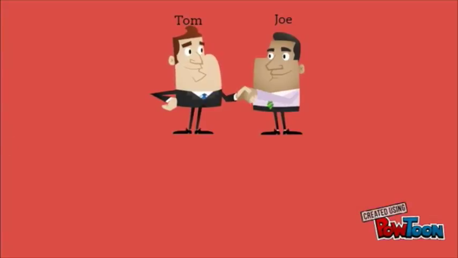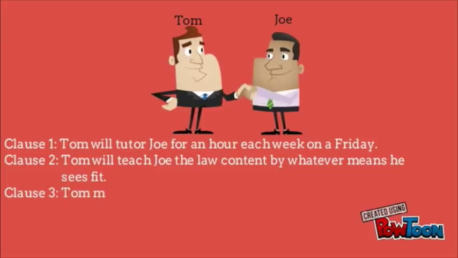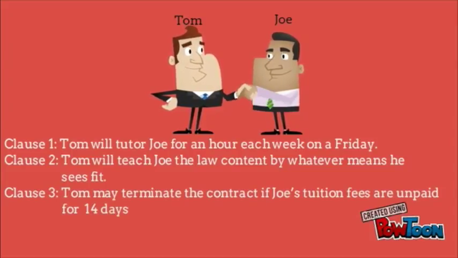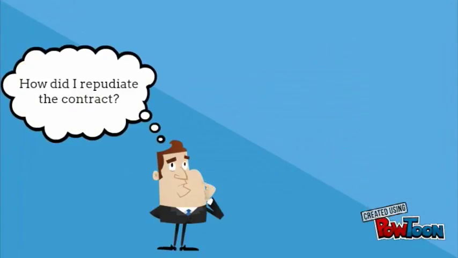Joe and Tom have entered into a contract. These are the terms of the contract. Tom will tutor Joe for an hour each week on a Friday. Tom will teach Joe the law content by whatever means he sees fit. Tom may terminate the contract if Joe's tuition fees are unpaid for 14 days. Tom has just repudiated the contract. What do you think this means?